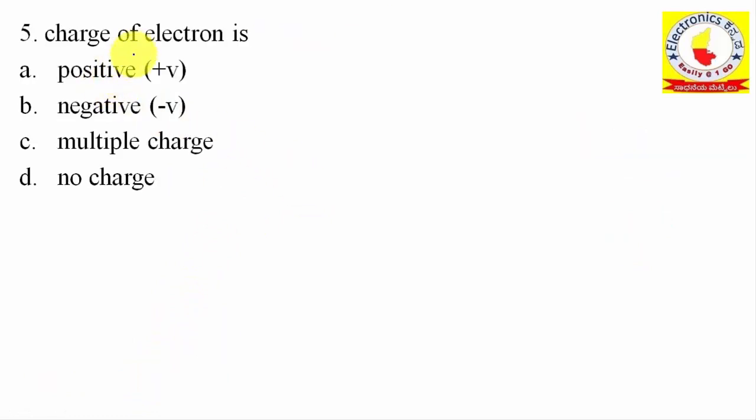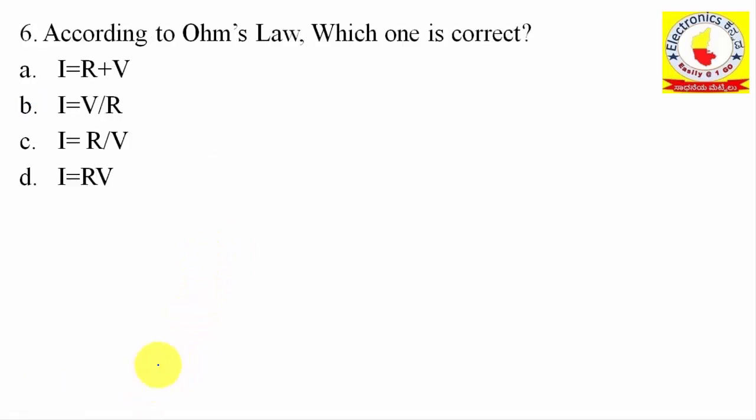Fifth question, charge of an electron is negatively charged. Proton positively charged. Neutron neutral, nothing but it will be having equal number of positive as well as negative charges. So net charge will be 0, right? Or you can tell it as no charge also. Option B is going to follow.